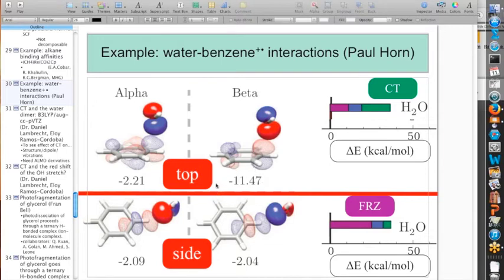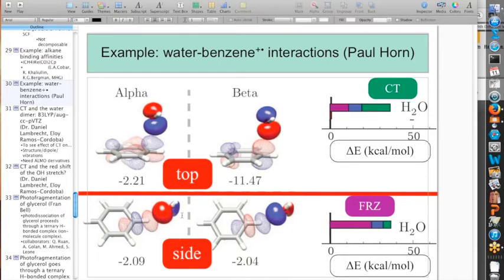And so you see that that forward donation in the beta space dominates by a factor of 5 or 6 the much weaker forward donation, which is into a pi star orbital in the alpha space. So that's the nature of the charge transfer interaction. It's primarily helping to fill the hole in benzene by donating into the beta LUMO, which in fact is really a pi bonding orbital.